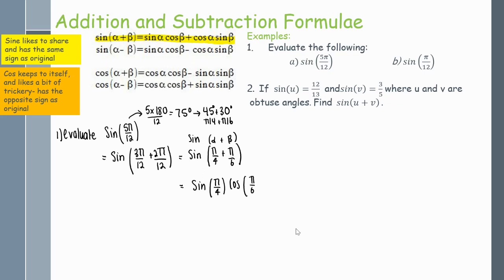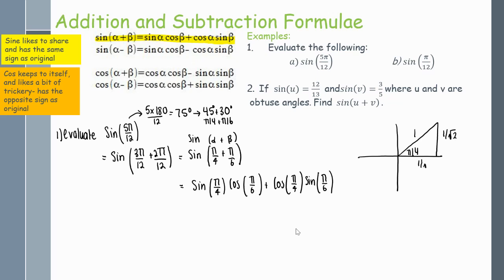Using the formula, we have sine pi on 4, that was alpha, times cos of beta, pi on 6, plus cos alpha, pi on 4, times sine beta, pi on 6. Now, if you can't remember what sine pi on 4 or cos pi on 6 is, remember you can always draw your unit triangle, similar to the unit circle.